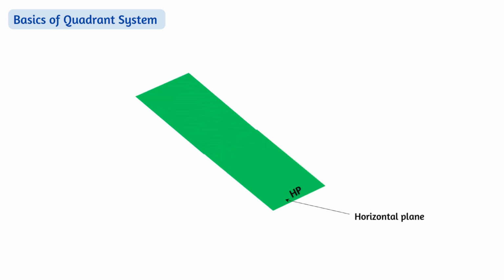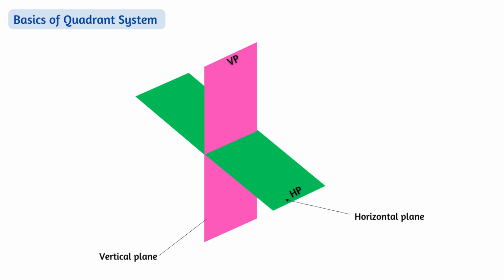There are two main reference planes used for drawing the projection of points, planes and solids. One is horizontal plane and the other is vertical plane. Intersection of these two planes will give us the quadrant. These regions are called as quadrants.